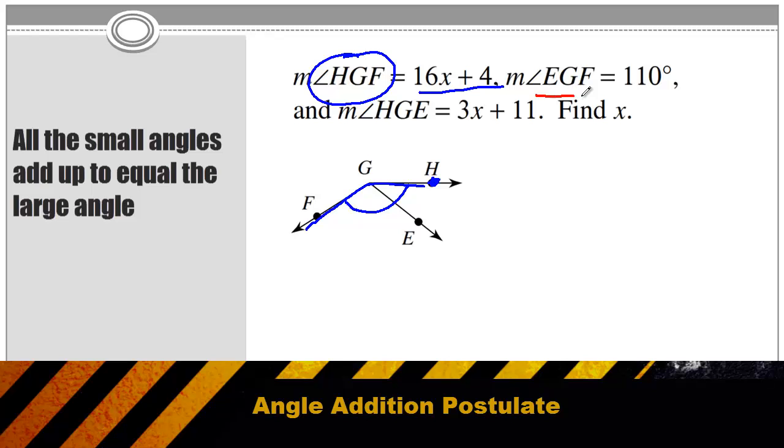Angle EGF, I'm going to discover the exact same way. Start at E, go to G, and then to F. So it's the smaller angle on the left. They tell me that is equal to 110 degrees. And by the same way, I discover that HGE, that is the small angle on the right, that's equal to 3x plus 11.